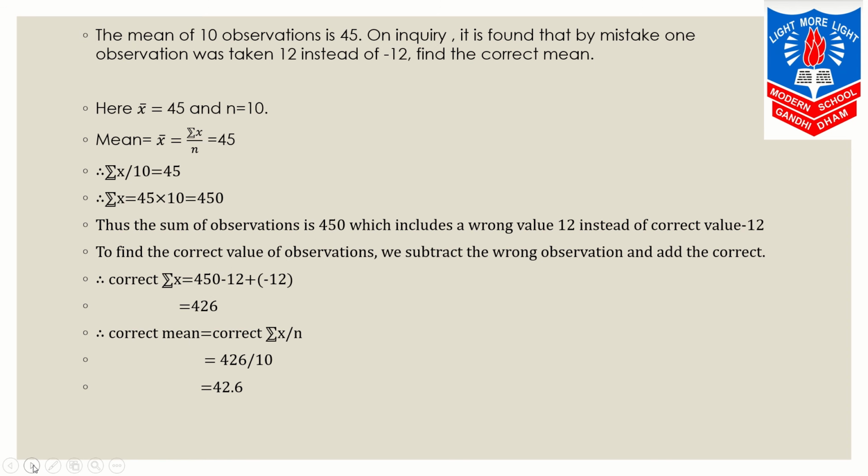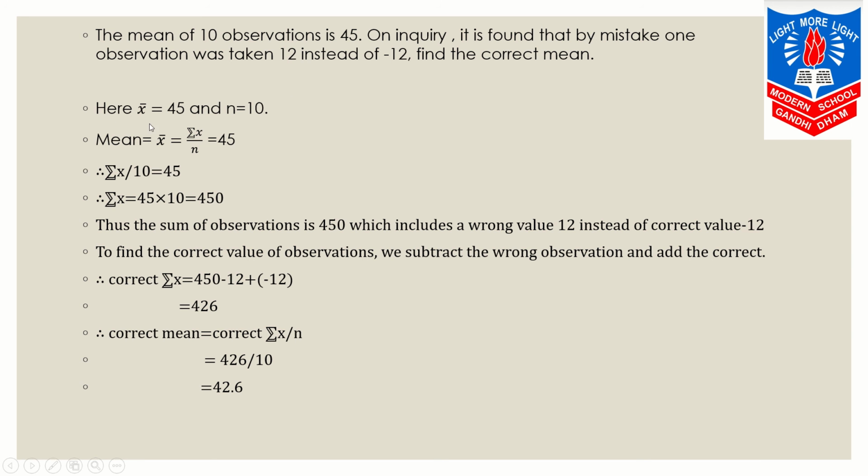Now students, our next question. The mean of 10 observations is 45. On inquiry, it is found that by mistake one observation was taken 12 instead of minus 12. Find the correct mean. यानी कि हमारे को लेना था -12, हमने भूल से ले लिया 12. अब हमको correct mean find out करना है.